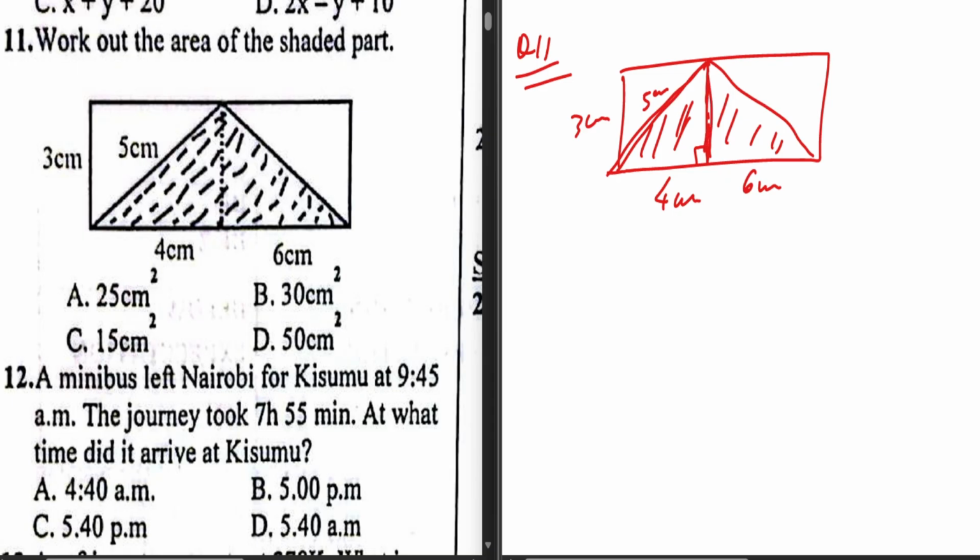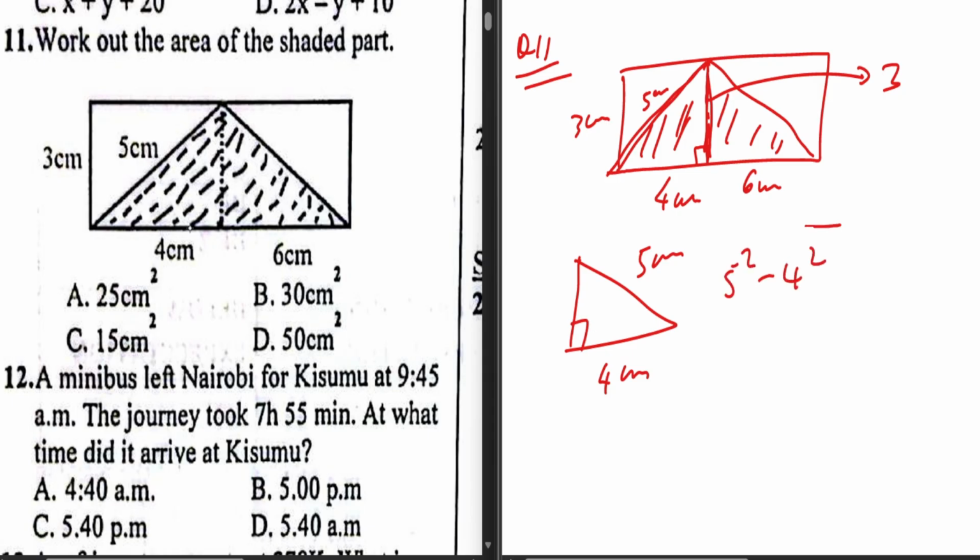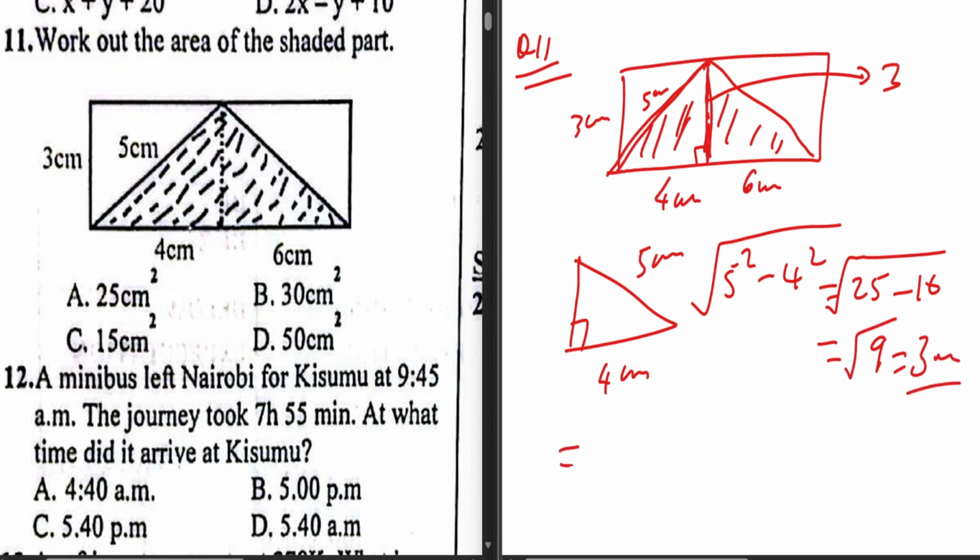The height is shared, no other different height. So let's say your height here is 3, and how did I get the 3? Because of this triangle. If this is 5 centimeters, this is 4 centimeters. So at the end of the day, you do 5 squared minus 4 squared, then the square root, giving you 25 minus 16, square root gives you 9. Square root of 9 is 3 centimeters. So our height is 3 centimeters.